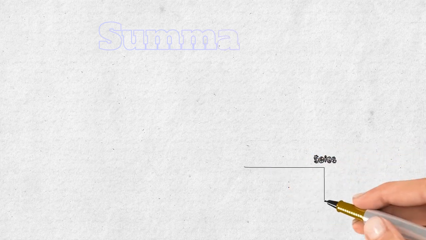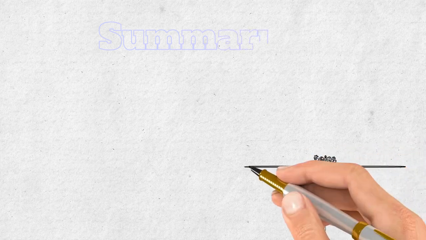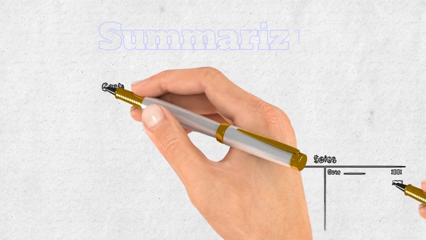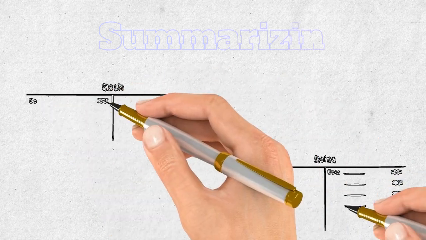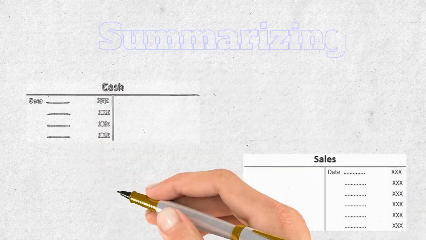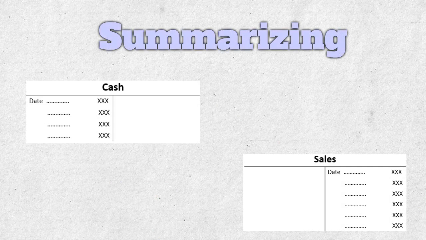For example, the accountant will prepare a sales account and a cash account, and in the cash account will record all the transactions related to cash, and in the sales account will record all the transactions of sales. And then at the end of the day, we'll try to identify how much we have sold on cash and what is our total sales.